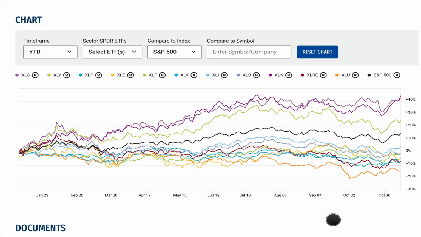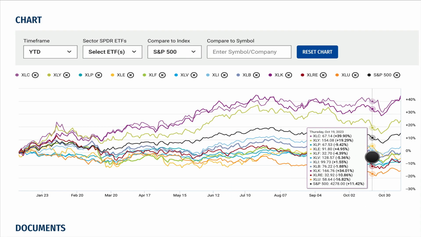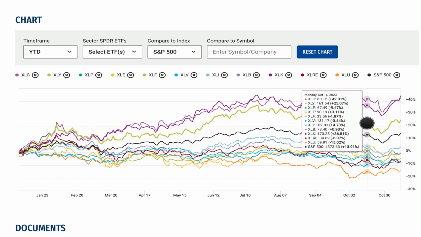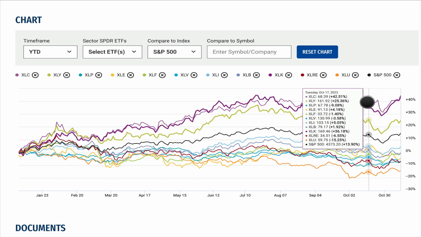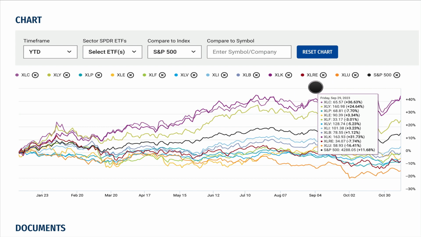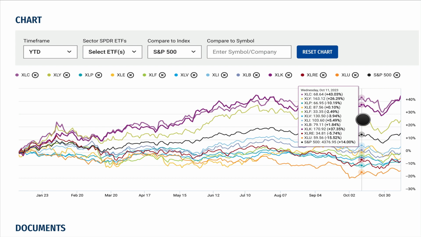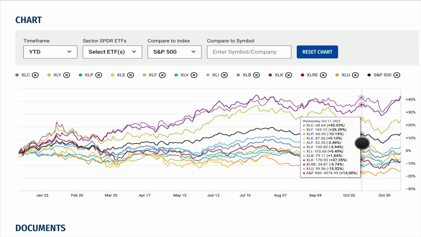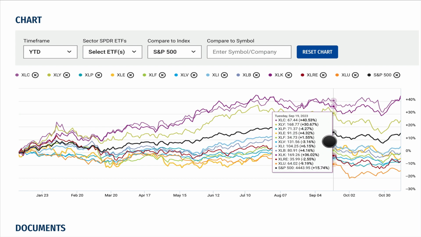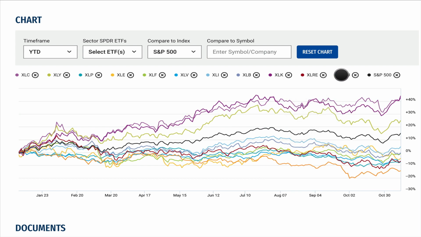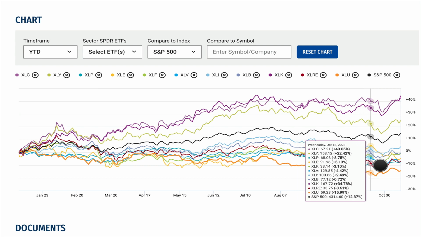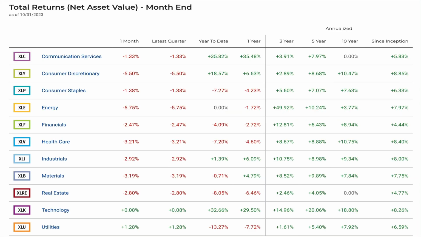Before we go into sector rotation and how to invest, we're going to look at the chart here. This black line represents the S&P 500. These three lines are technology, communication services, and consumer discretionary. These are the three sectors that have surpassed the S&P 500 when it comes to performance. And everything else is way down. XLU is the least down. This is utilities.